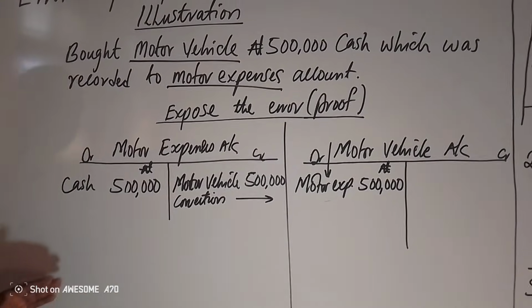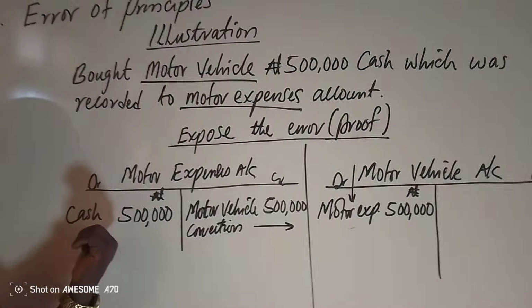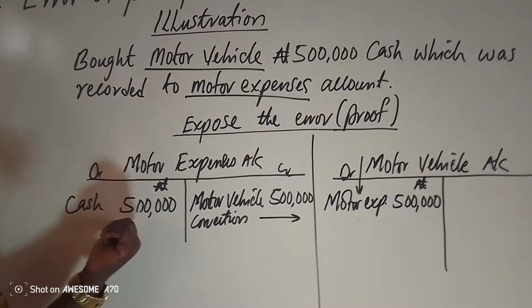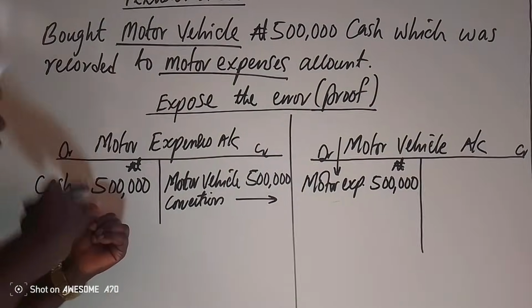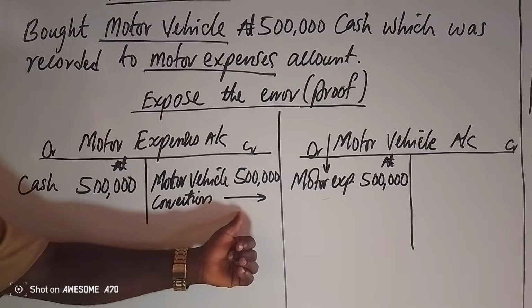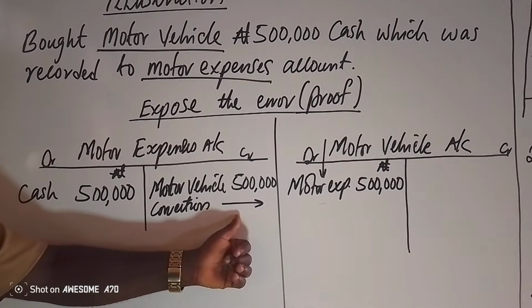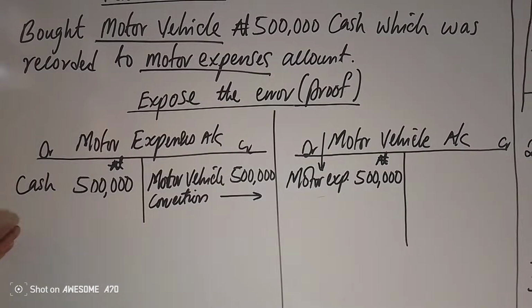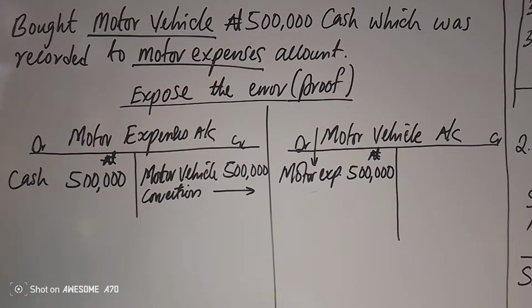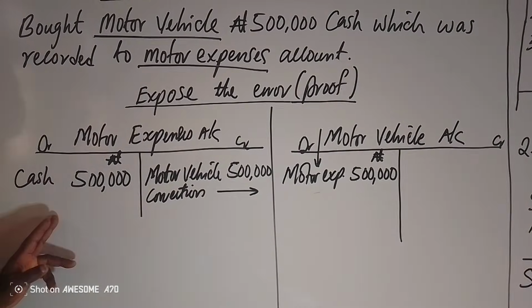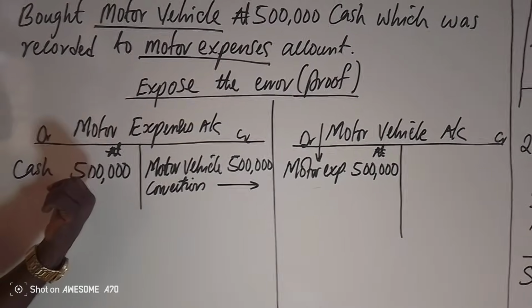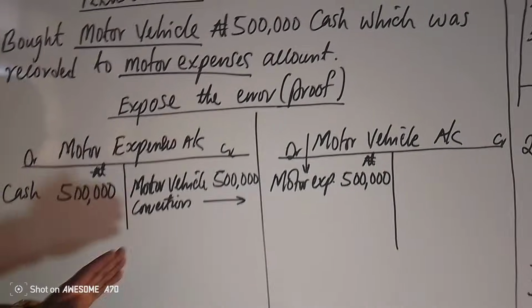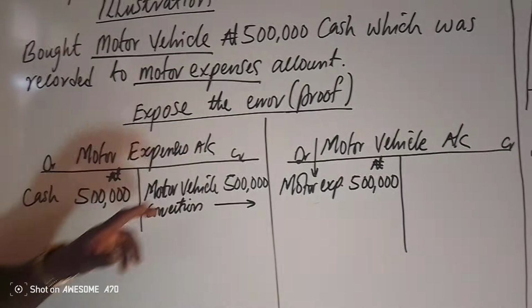So to correct this error, if an amount is posted in the debit side and you want to remove it from the account, you post the same amount in the credit side, then the amount will be cancelled by way of balancing. This is the proof I'm trying to explain, the way of balancing. So posting motor vehicle in the credit side of motor expense account will remove the 500,000 that was posted wrongly in motor expenses account. That's why I say motor vehicle 500,000 correction.